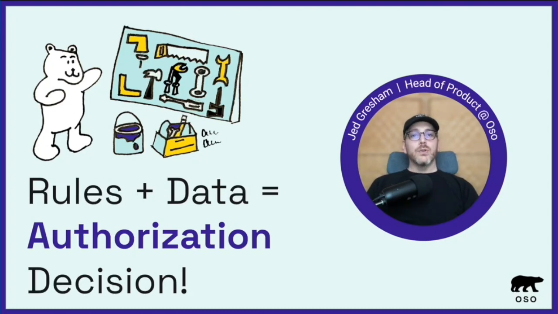Today I'm going to use OSO Cloud's Getting Started workflow to show you how authorization rules and data interact to make authorization decisions.